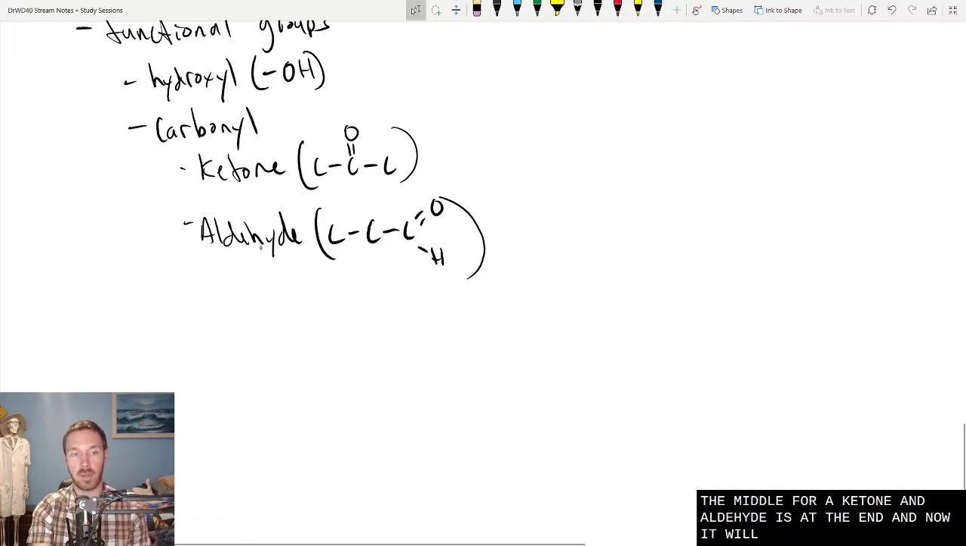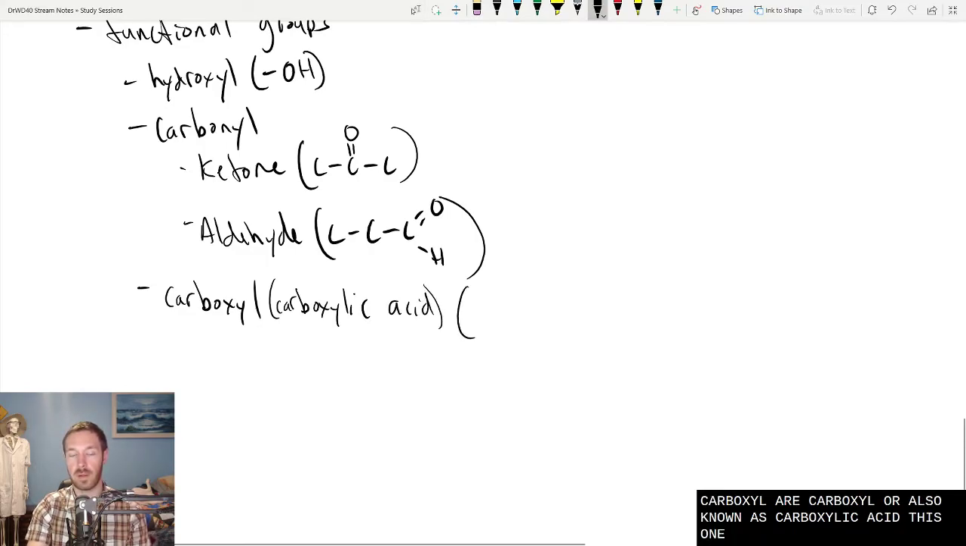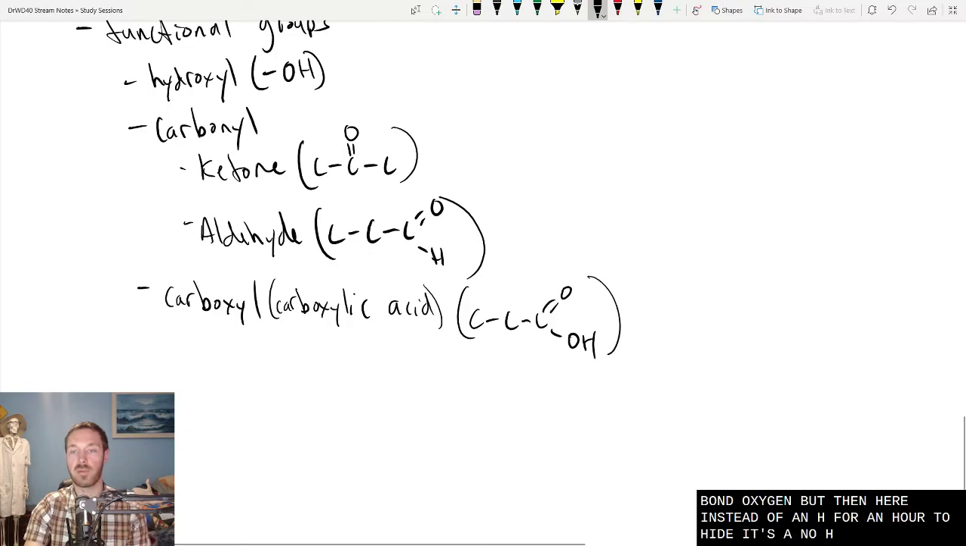And now we'll talk about the next one right after that, which is a carboxyl. So our carboxyl, or also known as carboxylic acid. This one, double parentheses, carbon, carbon. Let's just do another carbon here just to keep it like that one. It's another double bond oxygen, but in here, instead of an H for an aldehyde, it's an OH. Sometimes you see this written as the COOH group.